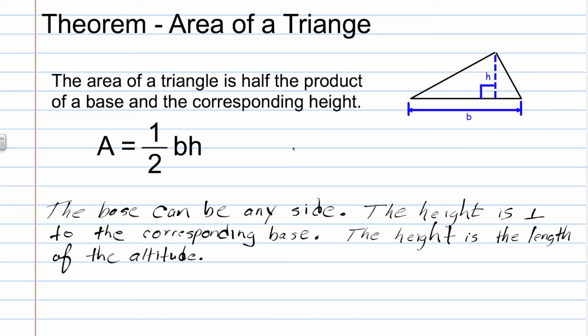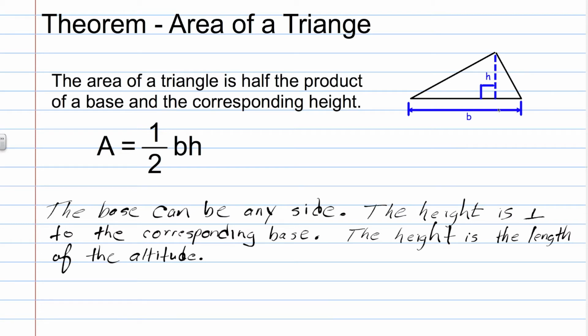Now, in this particular diagram, we're told that this bottom side is the base. So then we multiply it by its corresponding height. Here's a key note. The base can be any side. The height is perpendicular to the corresponding base. The height is the length of the altitude. So we really have two names for that. It's the altitude.